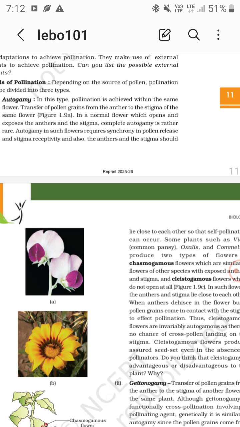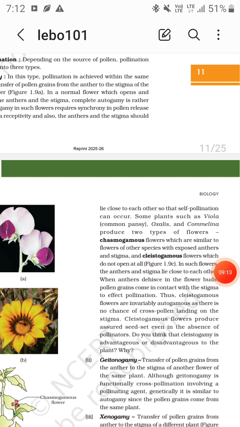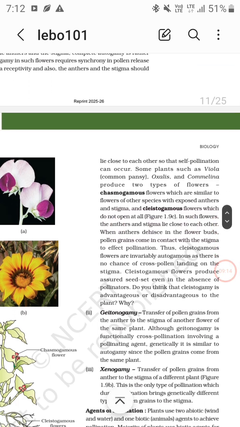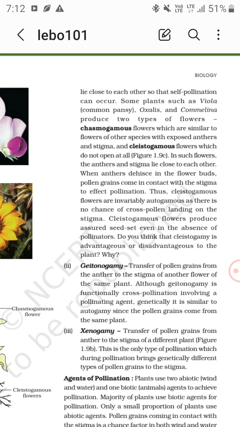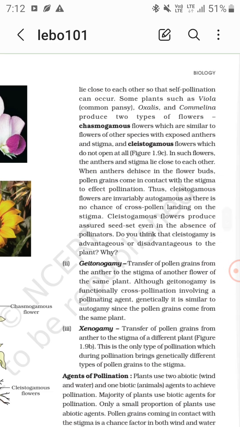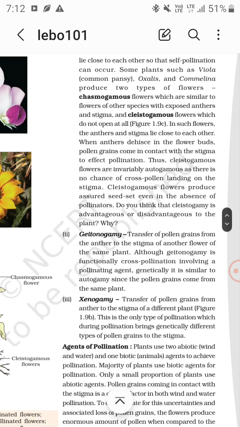Chasmogamous flowers are open all the time. Cleistogamous flowers are always closed. Examples are Viola, that is common pansy, Oxalis, and Commelina. They produce 2 types of flowers. In these, the stigma and pollen lie close to each other. Cleistogamous flowers are invariably autogamous, as there is no chance of cross-pollen landing on the stigma. Cleistogamous flowers produce assured seed set even in the absence of pollinators. So it is a disadvantage, and it is an advantage also.